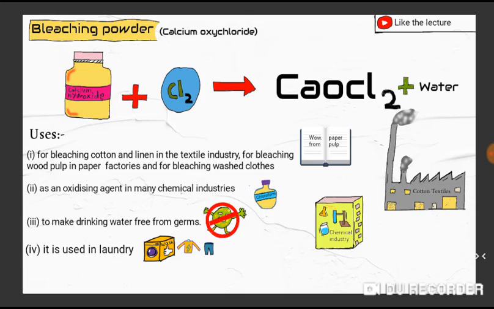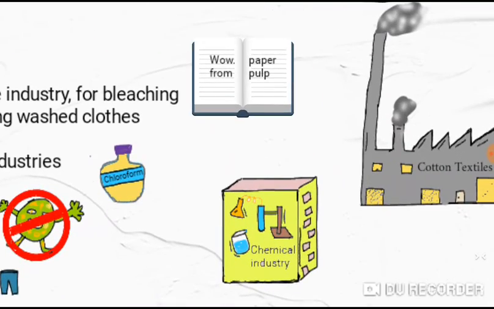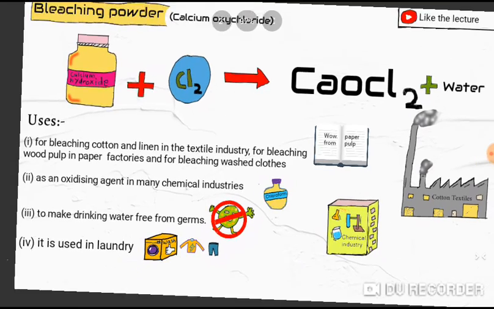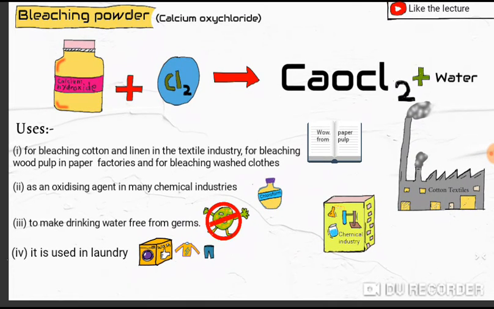Now, chemical industries have a large use for bleaching powder, such that every chemical vessel and utensil can be cleaned by using the bleaching powder. Now, let's see the next.